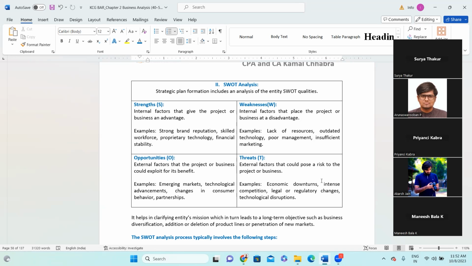The partnerships. So maybe joint ventures, subsidiaries, franchisees, resellers. That kind of arrangement could be the opportunities, right?